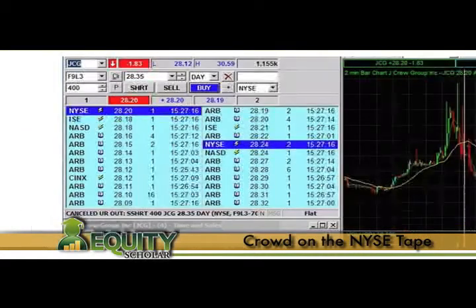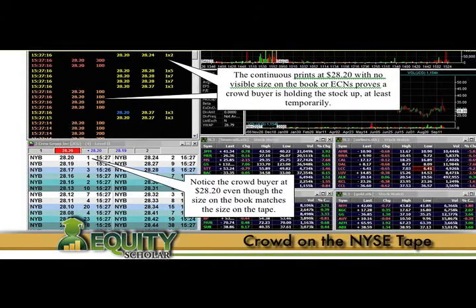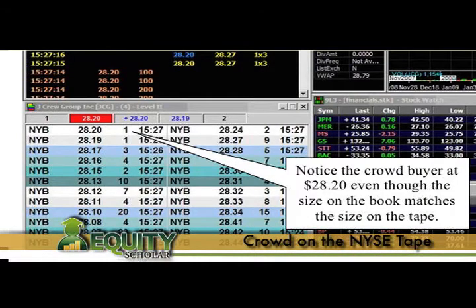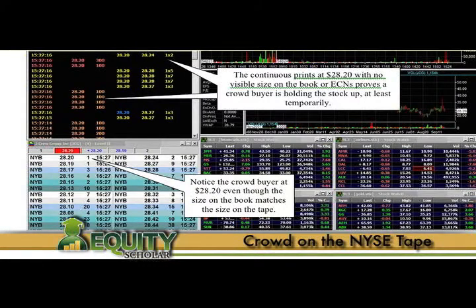This is the stock of J. Crew, ticker symbol JCG. From this snapshot, we see that a crowd buyer is present at $28.20, as the 100 shares on the bid remains even though numerous trades are executed at that price. Since there are no other orders visible at that bid price, you can conclude that there is a crowd buyer preventing the stock price from falling temporarily. Should the stock trade below $28.20, then you can determine that the crowd buyer has stepped away, thus signaling weakness.